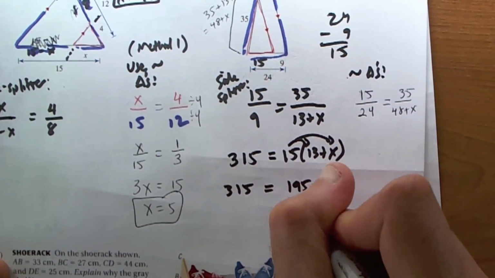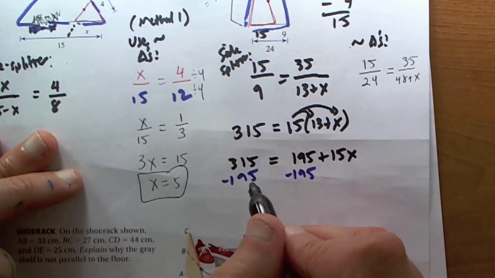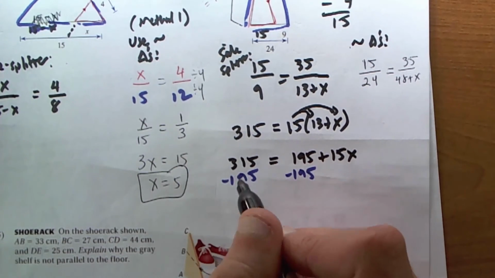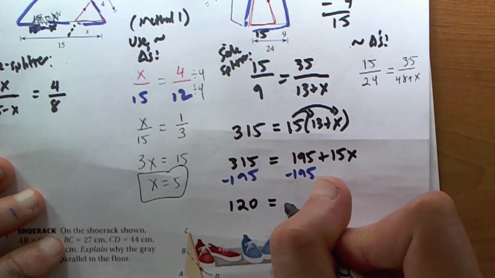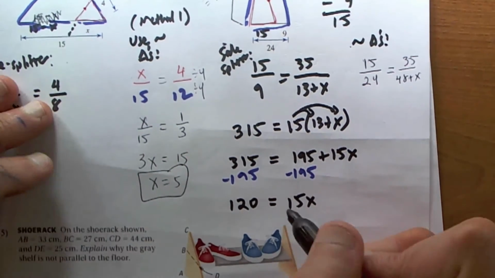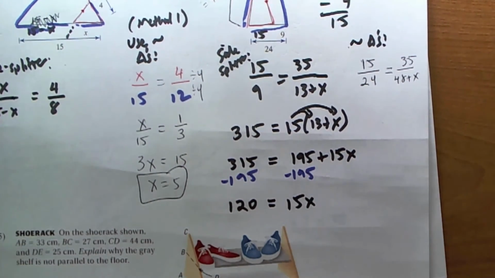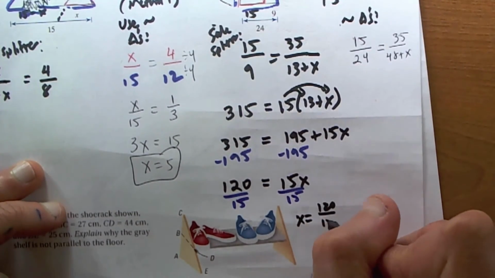Finally, subtracting out 195 from both sides. I can do this in my head, because if I subtracted 200, that would be 115. Add 5 back, I get 120. All right. So now I divide by 15, and I'm going to get some kind of fraction here. So 120 over 15. So x equals 120 over 15.